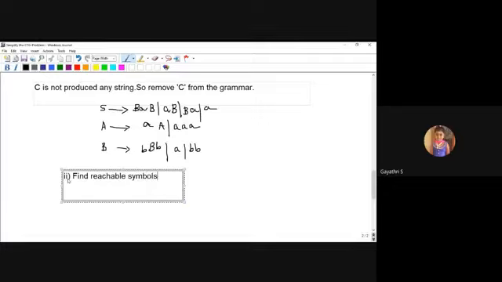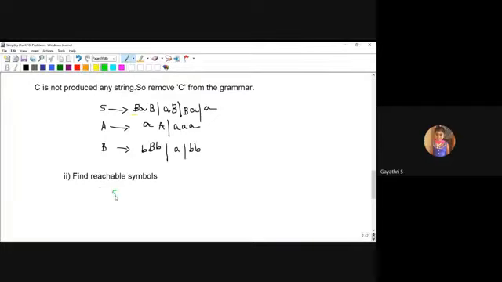Okay, find the reachable symbols. To find the reachable symbols, you have to consider the starting symbol's productions. S produces B, so B is reachable. Does S produce any A? No, your starting symbol does not produce any A productions.